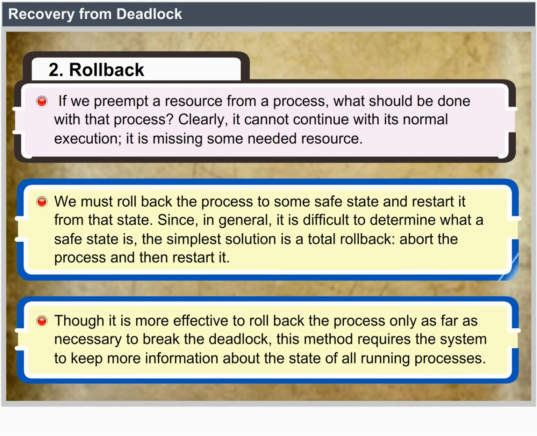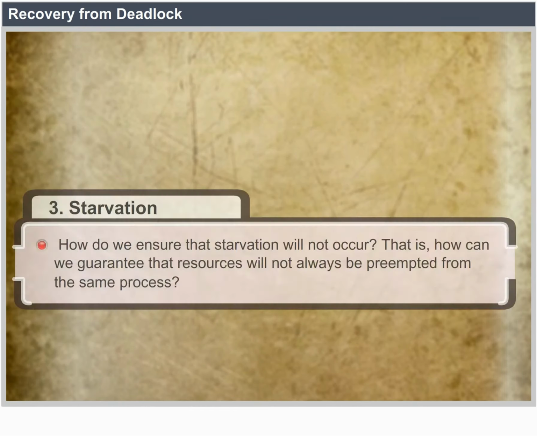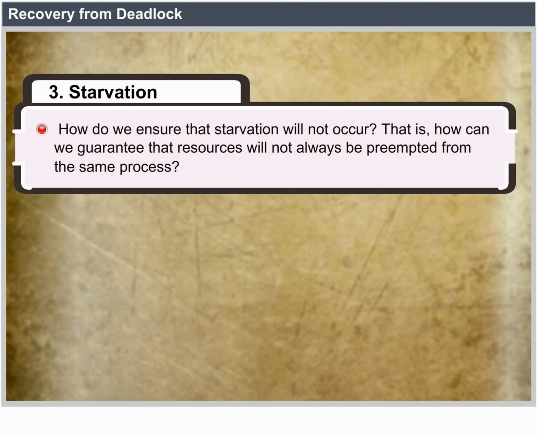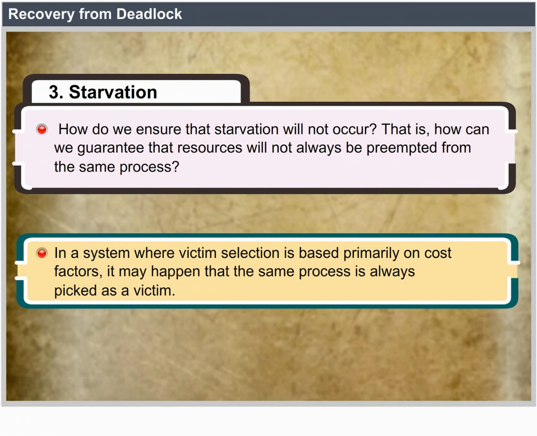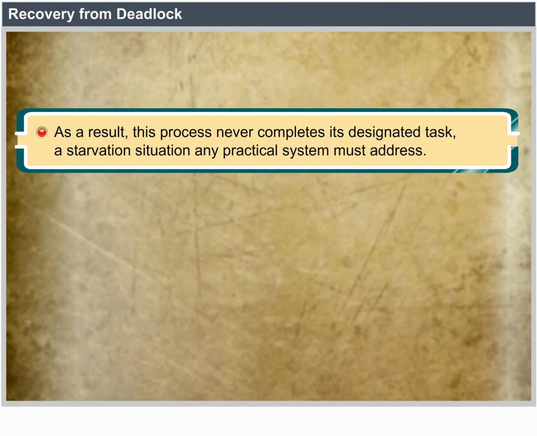3. How do we ensure that starvation will not occur? That is, how can we guarantee that resources will not always be preempted from the same process? In a system where victim selection is based primarily on cost factors, it may happen that the same process is always picked as a victim. As a result, this process never completes its designated task, a starvation situation any practical system must address.